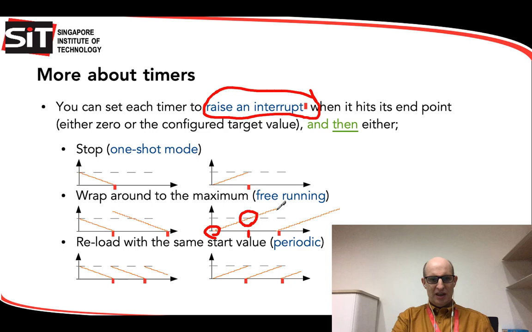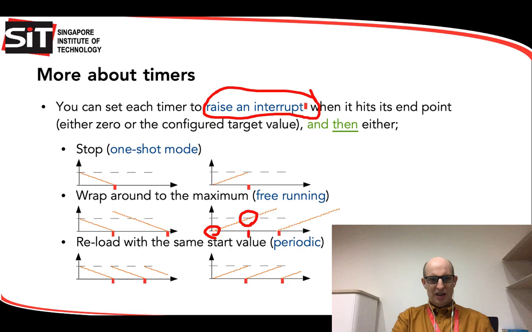When you have a binary counter, it counts in binary. And when that counter reaches its maximum, all ones, and you add one more, it wraps around to 0.